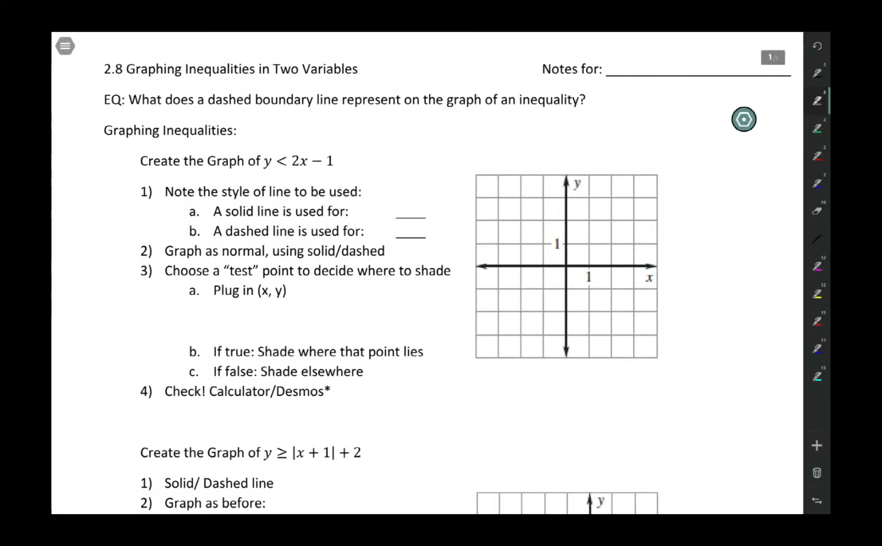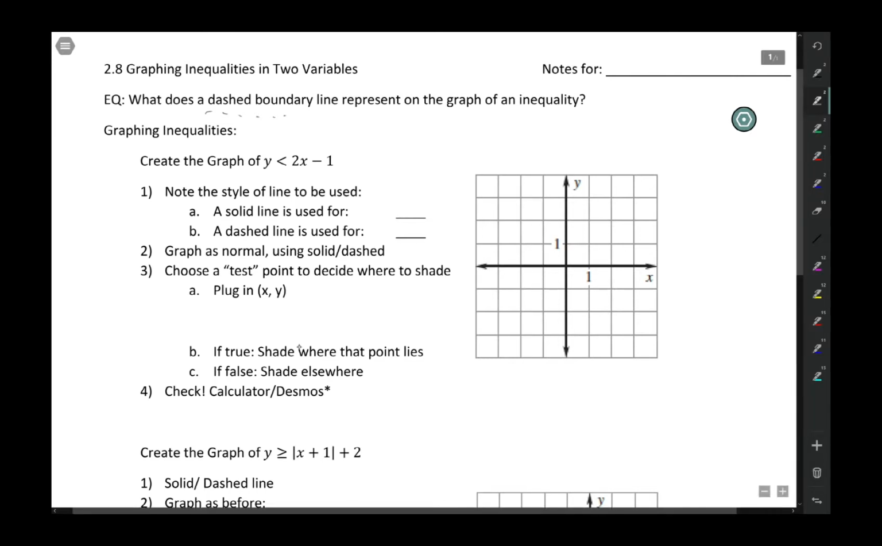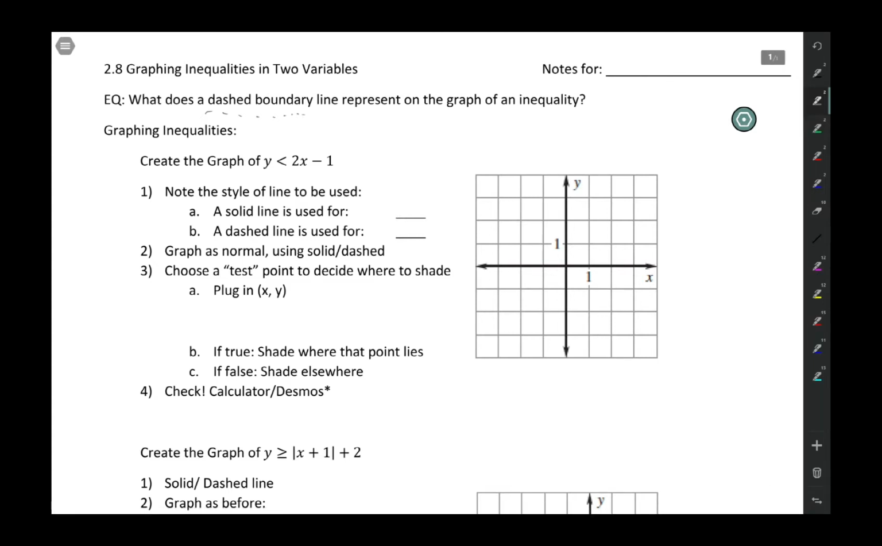Alright guys, here are the 2-8 notes, graphing inequalities in two variables. If you can graph, you can do these no problem. So our essential question: what does a dashed boundary represent on the graph of an inequality? Okay, graphing inequalities, very simple.